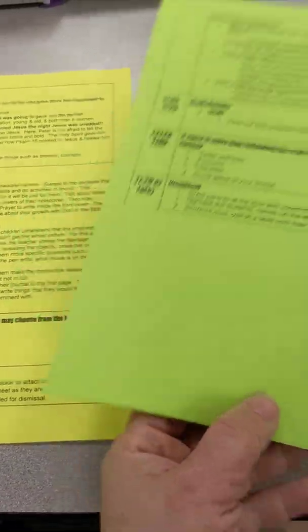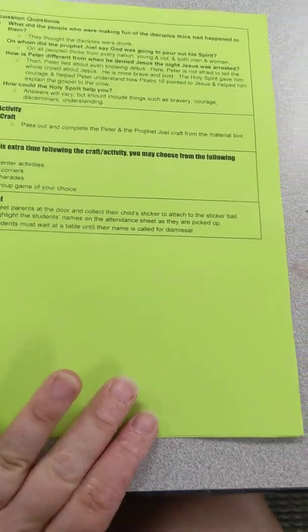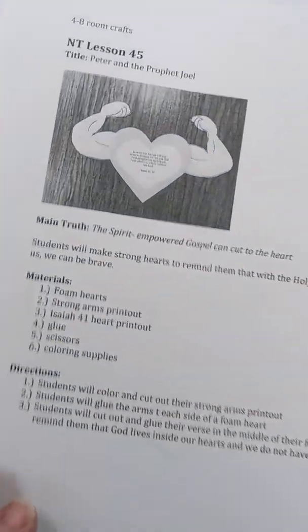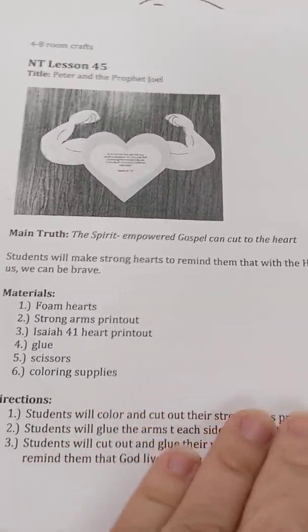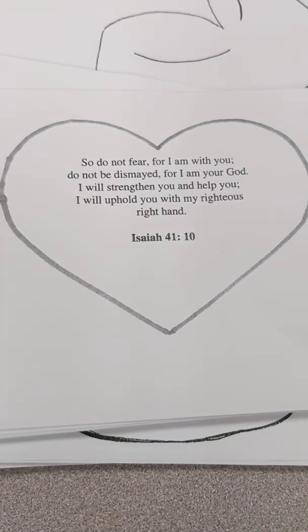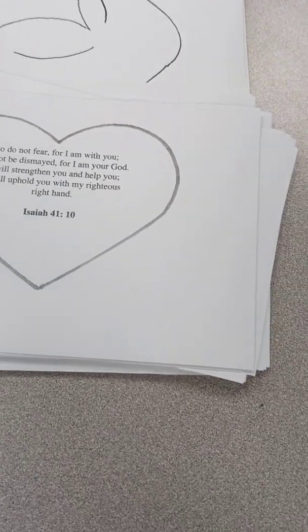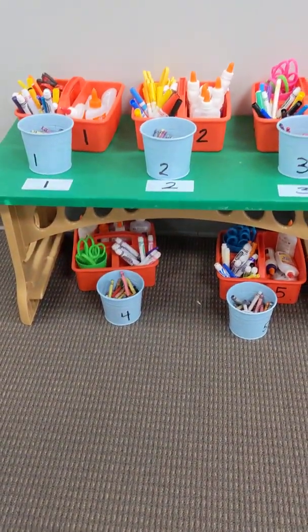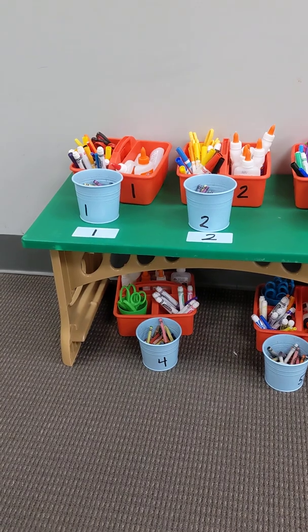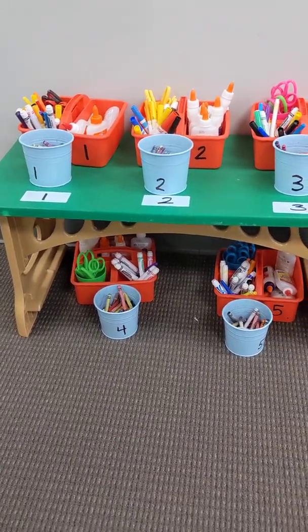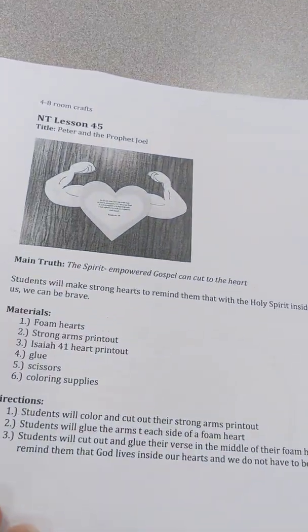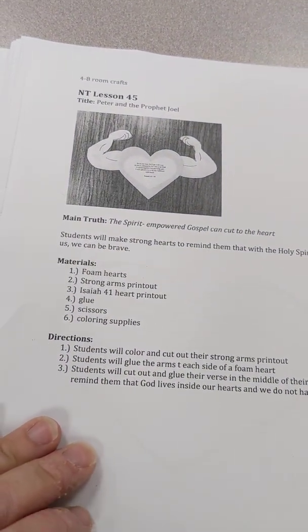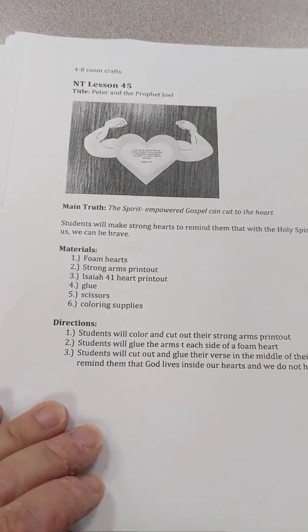If you are in K through 2, you are going to be doing a craft, and this is your craft. It's going to look like this. It has a verse from Isaiah, and you are going to be making that. So all the parts are here, the heart with the verse from Isaiah, and then the arms. You're going to need to pass out the material boxes, which are right here. Each table has a numbered material box and bucket of crayons. So have one person from each table pick up their material box and bucket of crayons so they can cut it out, glue it together, color it, and read the verse together.